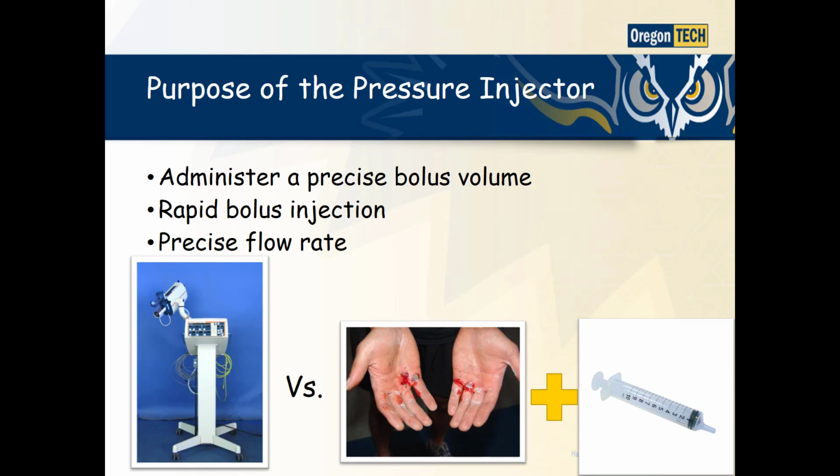And then precise flow rate for delivery of TPA or other thrombolytics. We can set this to where it will give exactly the flow rate that's needed. So the three reasons you use a pressure injector are to administer a precise bolus volume, to do a rapid bolus injection, and to have a precise flow rate.